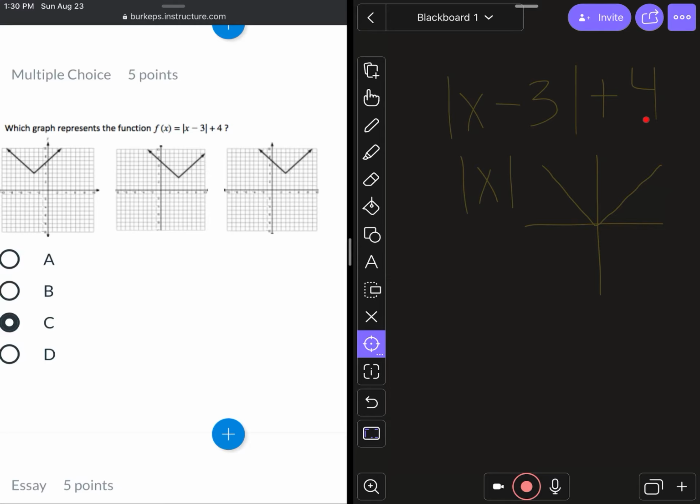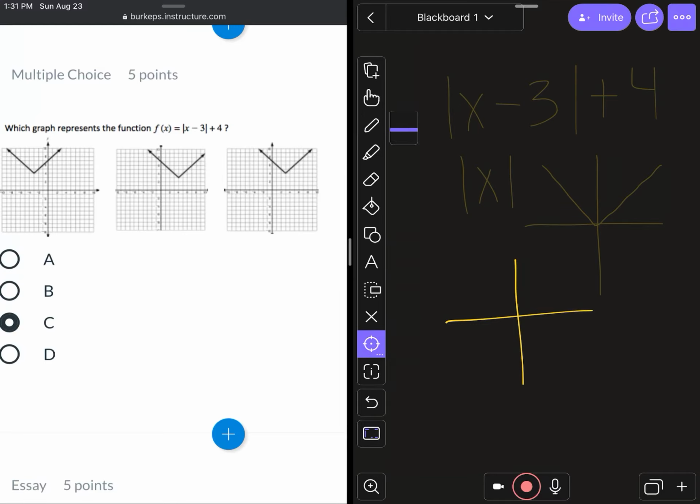The number outside of the absolute value shifts it up or down. This one works exactly the way you think it should. If it's a plus, it takes your graph and moves it up 4. If it's a minus, it takes your graph and moves it down 4. So again, this number moves it left or right. If it's a minus, it moves it right. If it's a plus, it moves it left. This number moves the graph up and down. If it's a plus, it is up. If it's a minus, it is down. So let's go ahead and draw our new graph based upon what I just said.